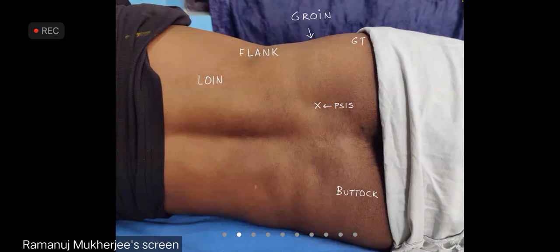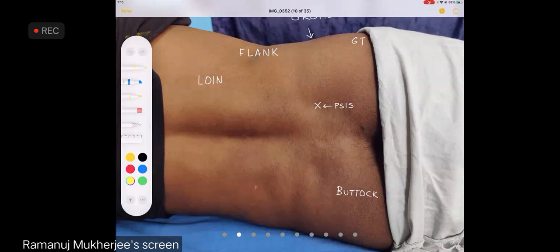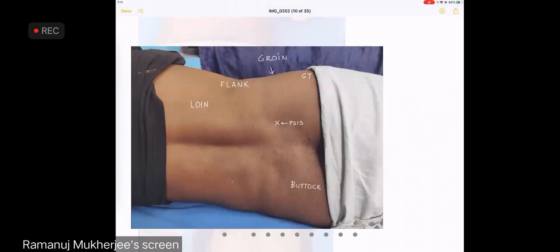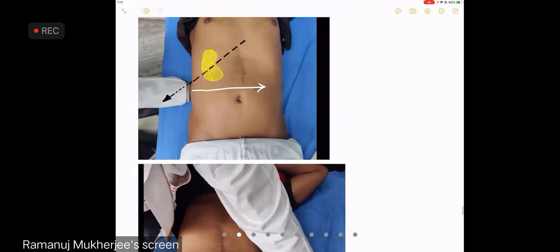So, I hope that it is clear from this picture that the loin, the flank, and the groin are three different areas. So, if you have some patient with a pain that is known to go from loin to groin, I think by this time you understand what is loin to groin type of pain. So, this part is called as loin, and you are required to know about these various parts to be done. Now, what is important to make you understand is how to palpate the kidneys.